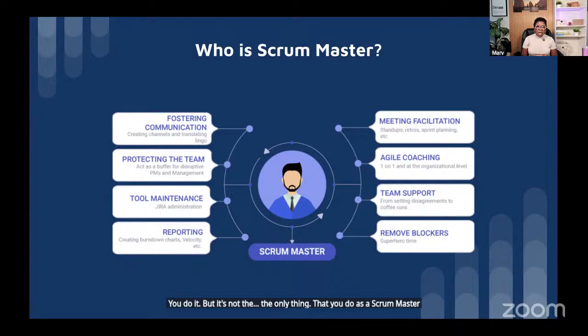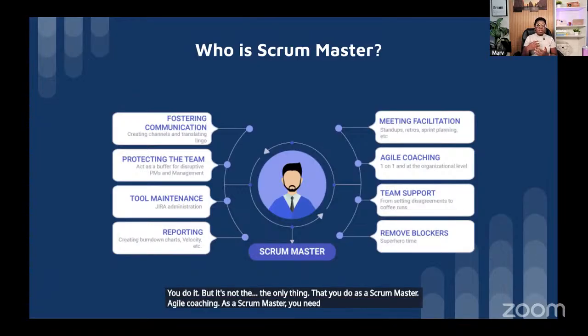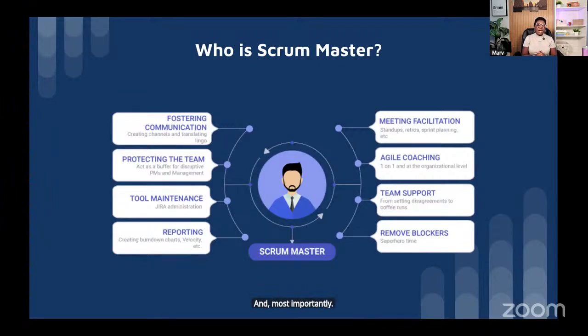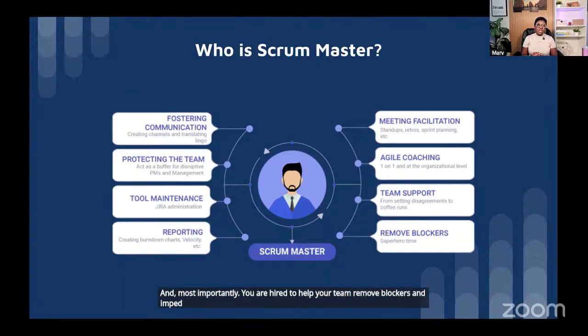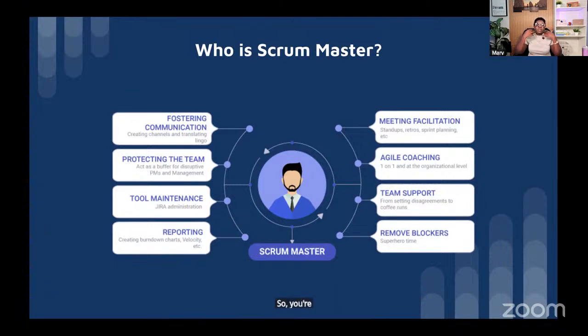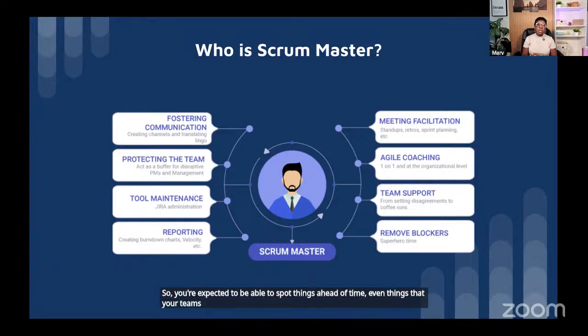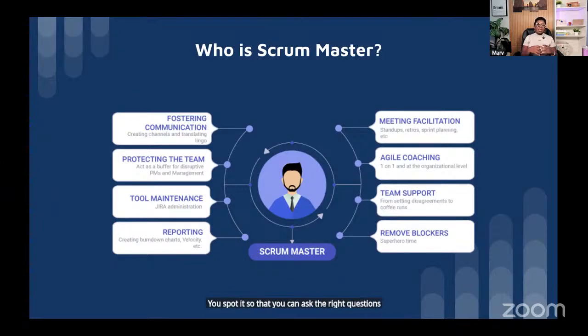Agile coaching: as a Scrum Master, you need to know your stuff enough to be able to teach others. You support the team, and most importantly, you are hired to help your team remove blockers and impediments. So you're expected to spot things ahead of time, even things that your teams are not thinking about, so that you can ask the right questions and help them remove those blockers before they become something big.